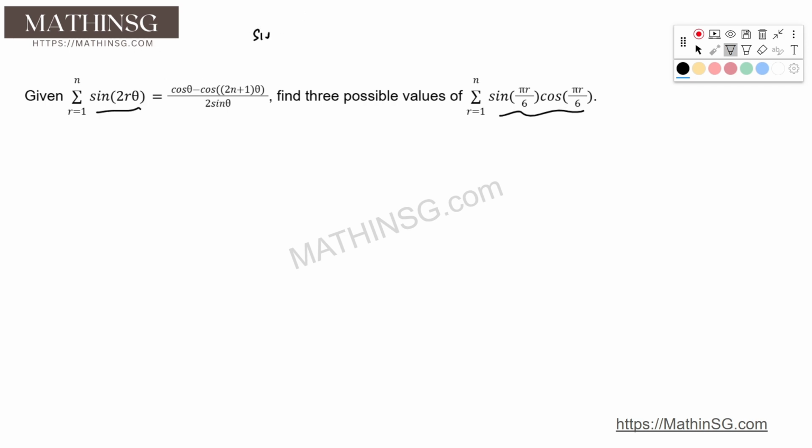Well, recall, if you have sine 2A, you'll get 2 sine A cosine A, right? So this one looks like this portion here without the 2 in front. So I'll give this part half. Now I'm going to copy this right below it. So I have sine πr over 6 cosine πr over 6. So it seems like my A is πr over 6, right?